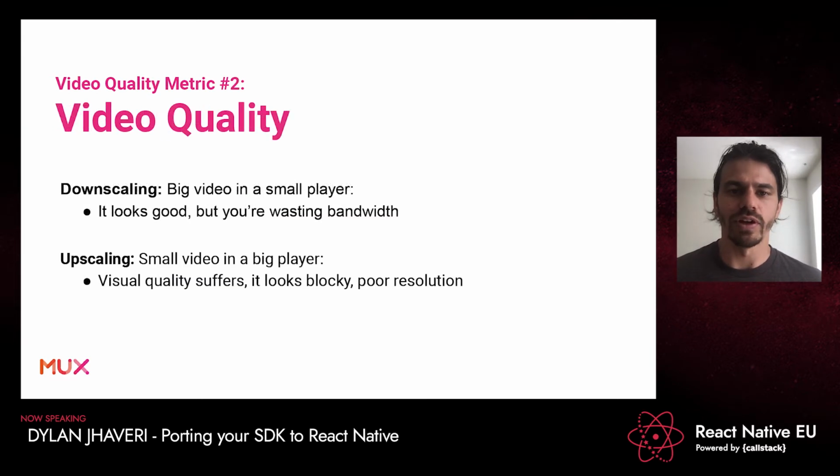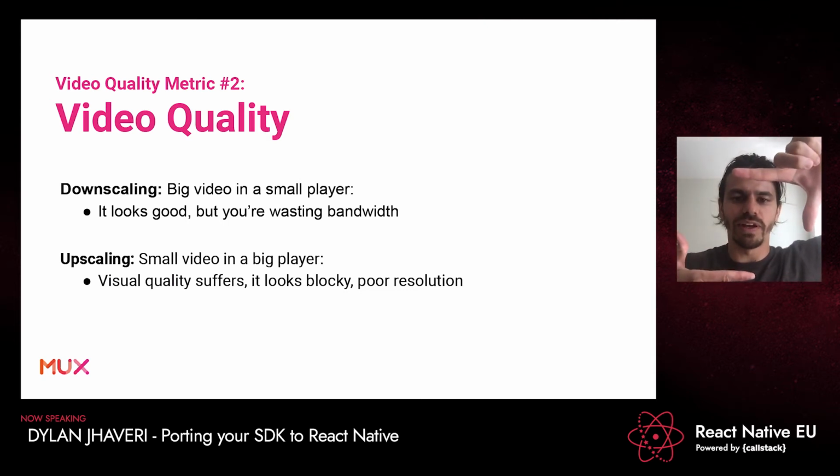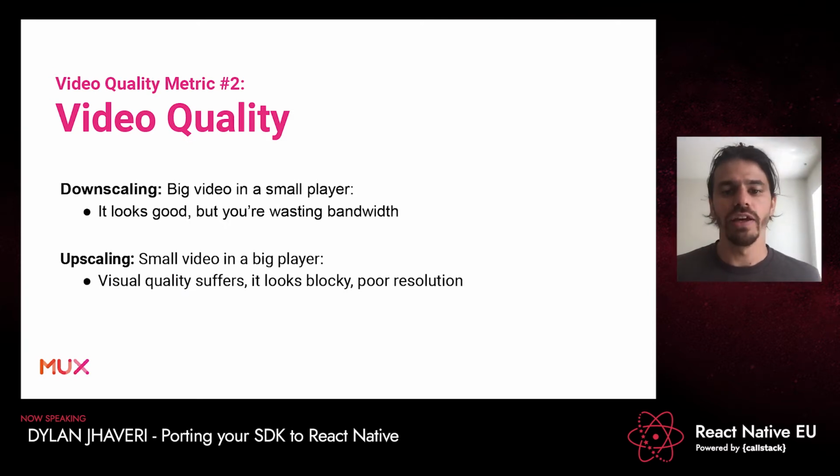The second video quality metric that we're talking about is video quality. So there's two dimensions to video quality. You have downscaling, which is, you can imagine, first of all, the container that your video plays in, that's called the video player. So downscaling happens when you have a big piece of video, big frame, and then you're squeezing that down into a small player. And the visual quality result is that video will still look good, but the problem is you're wasting bandwidth, and that's bandwidth that you have to pay for on your servers. That's bandwidth on the user's device that you're wasting.